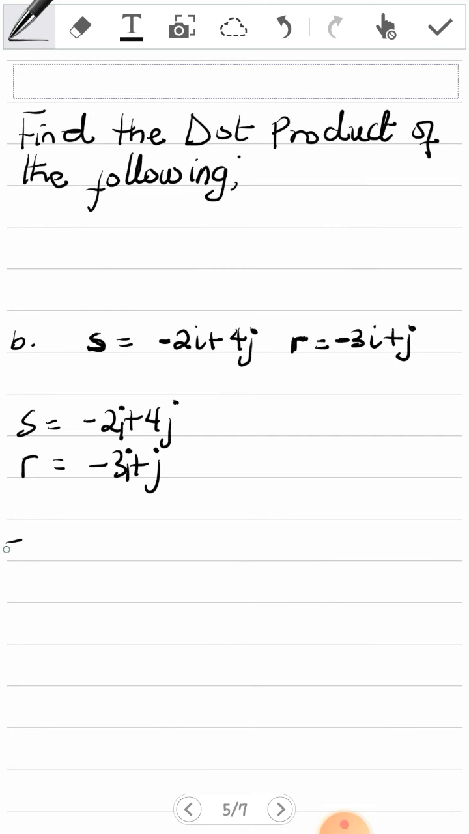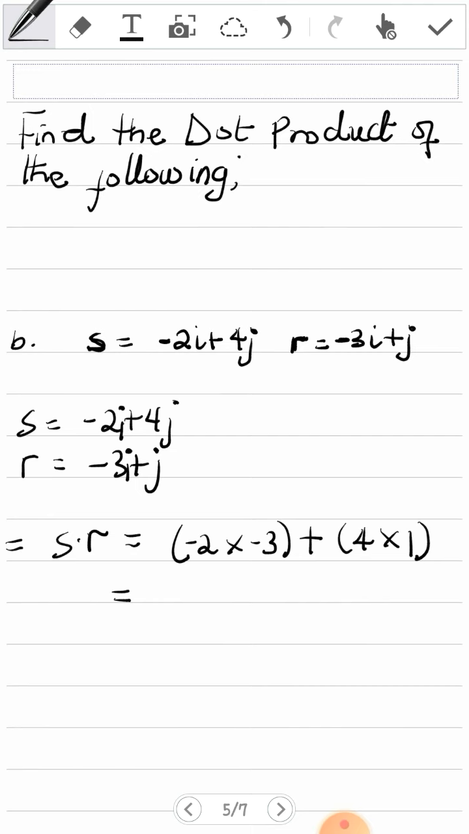Alright, so we are going to get s dot r with a scalar dot product. Then -2 times -3 plus 4 times 1. So -2 times -3, we're going to get 6 plus 4. So can you see we have just 10? So we are going to get just 10. It has no units, so we just write the answer. That's all. So we had a single number from two vectors. So that's all about scalar dot product.